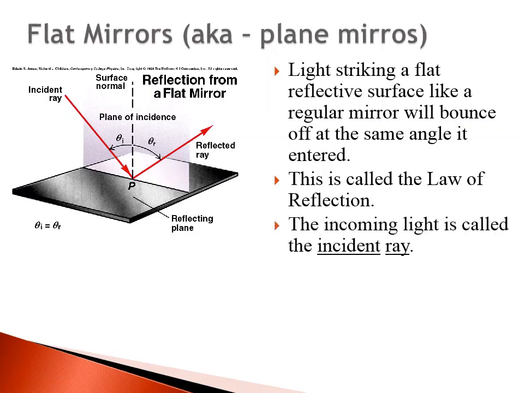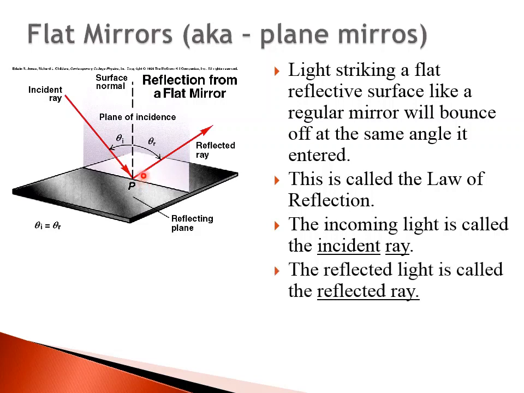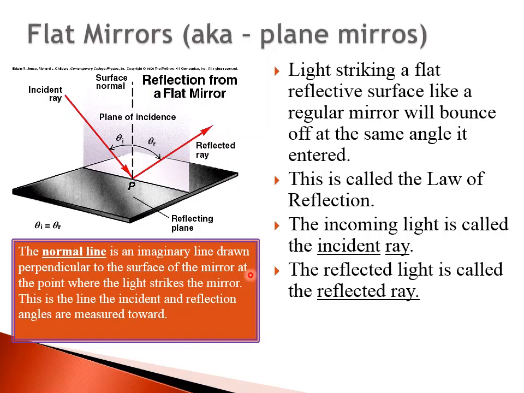The incoming light is called the incident ray, as you can see in the picture. Get the laser pointer here. Boom. So this is the incident ray. That's the incoming light ray going into the mirror. The reflected light is called the reflected ray. Not really creative there.